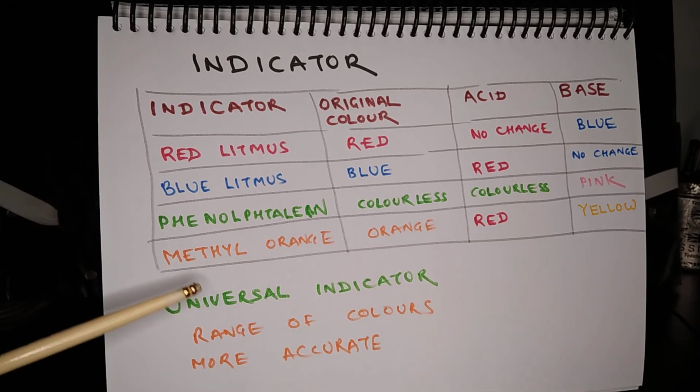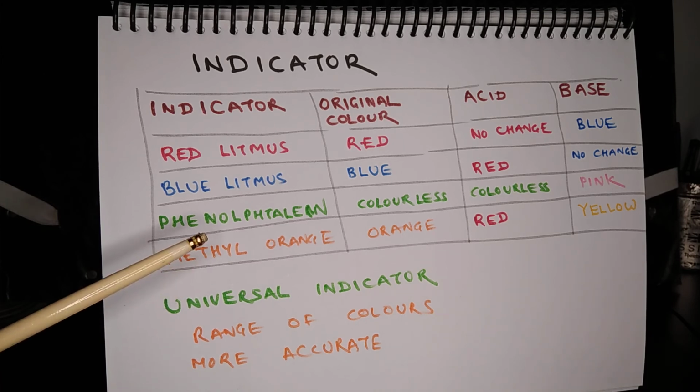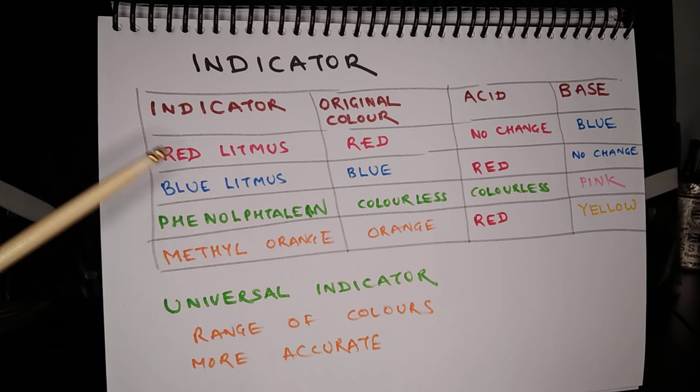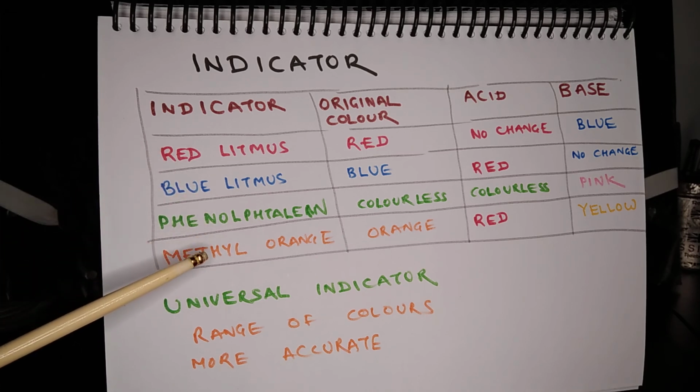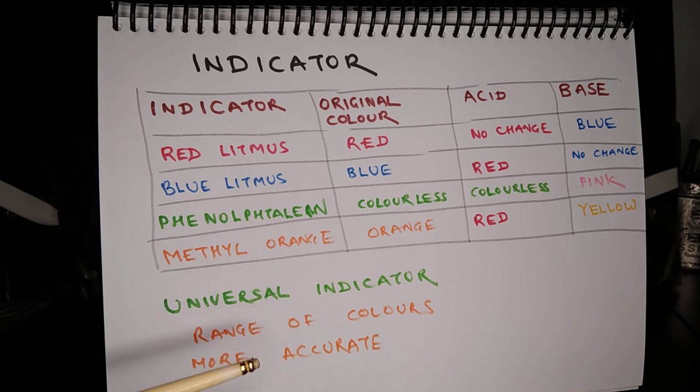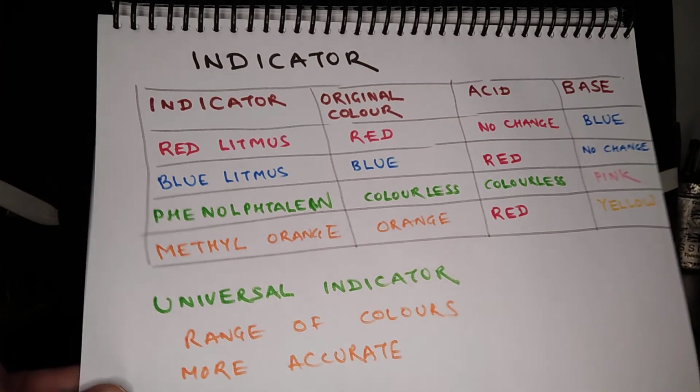Now these indicators can just tell whether the given solution is acidic or basic or neutral, but they are unable to tell the relative strength of the given solution. So for this we use universal indicator, which is a mixture of methyl orange and many other substances. The universal indicator gives a wide range of colors, and based on that range we can be more accurate about the relative strength of the given sample. Okay, so we can know, this acid is weak and this is strong, or this is a strong base and this is a weak base.